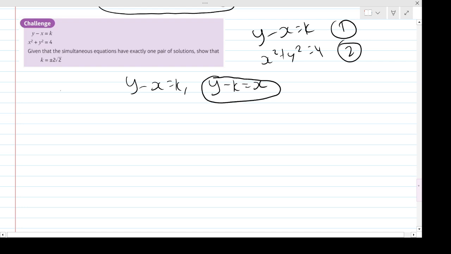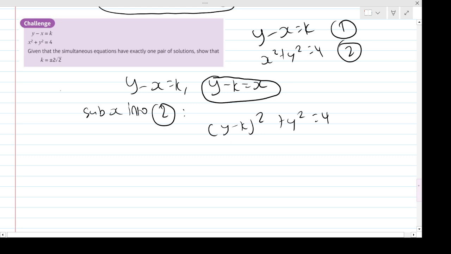By that, I'm going to put that into the second equation. So I'm going to sub x into equation 2 to then get, well, x squared would be y minus k squared plus y squared is equal to 4. So now I get a quadratic for y, and it has k, but k, remember, is just a number, right? It's not x or y, so we don't really mind. So it's just y really.